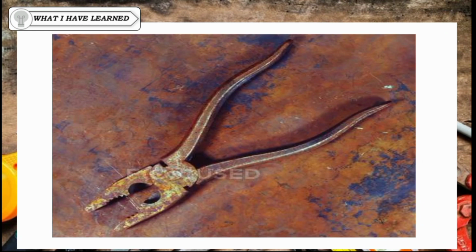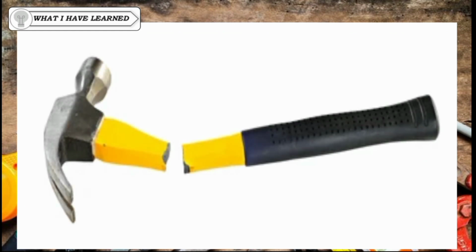Okay? Then for the third image, we have a claw hammer. Can you identify the defects of the tool, class? Write it on your notebook. And during our follow-up discussion, i-discuss natin lahat ang mga na-observe ninyo na defect ng tools, and then i-discuss din natin ano yung mga best remedies para mabalik sila sa functional status nila.